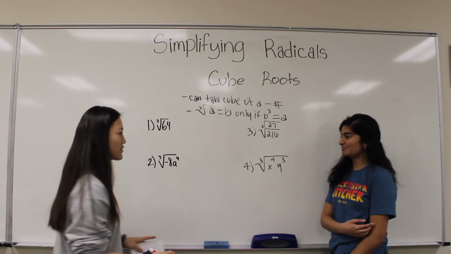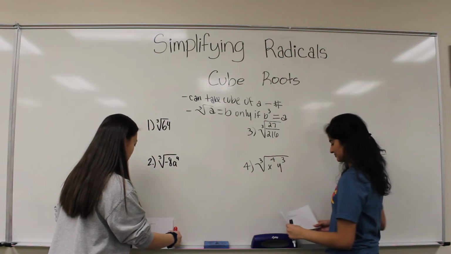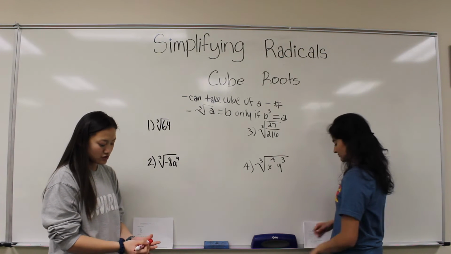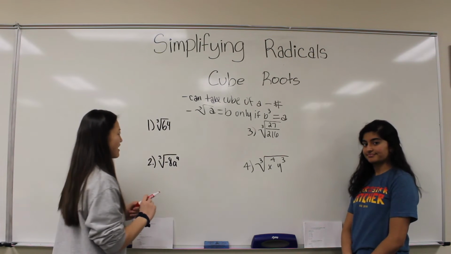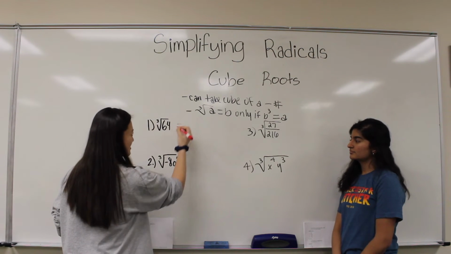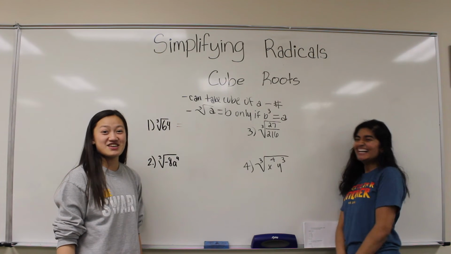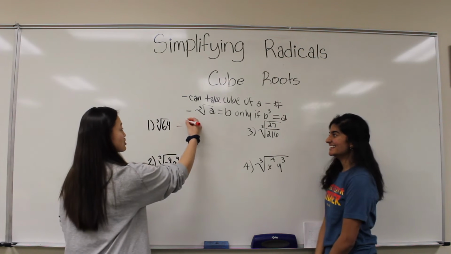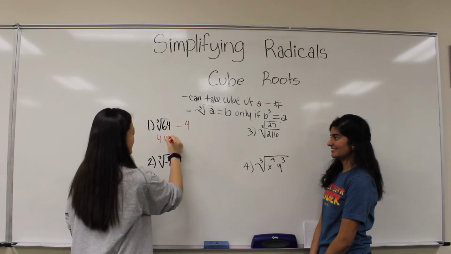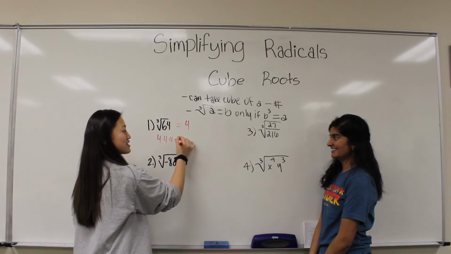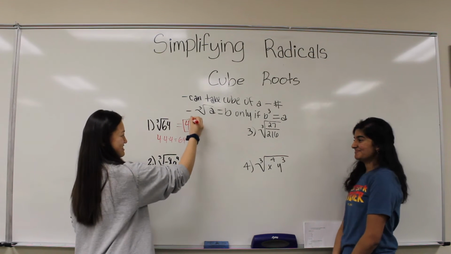Here we go. We are going to start with number 1. The cube root of 64. Just like memorizing the perfect squares, it's also beneficial to memorize perfect cubes. The cube root of 64 is actually just 4, because using this principle, 4 times 4 times 4 ends up equaling 64. So we can use this to find our answer.